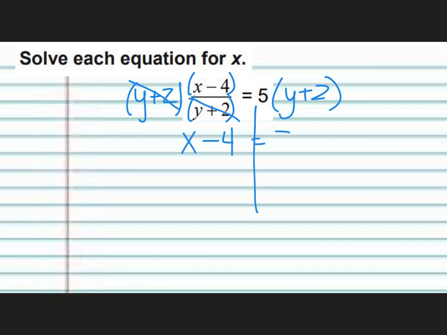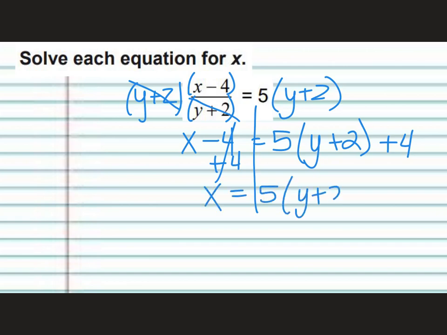And then on the right-hand side, I have 5 times y plus 2. Now we're still not quite as simplified as we can get, so I'm going to add 4 on both sides. So this has a value of 0. I'm left with x equals 5 times y plus 2, and then plus 4 hanging out there. Now technically we can finish here, or we can simplify further by distributing and then combining like terms.